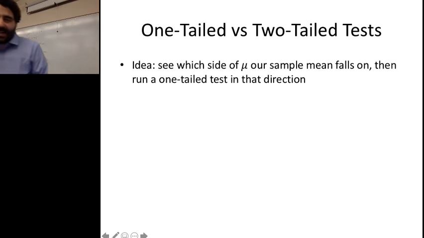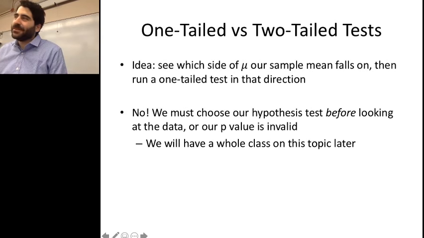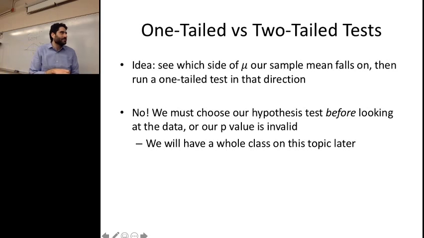Yeah, so this is a bad idea. We're going to talk in a few weeks about all the specific reasons why it's bad. But if we use our data to pick our hypothesis test, then we'll end up with invalid p-values. If we had done my idea, we basically would be getting wrong answers. We would be incorrectly rejecting the null too often.